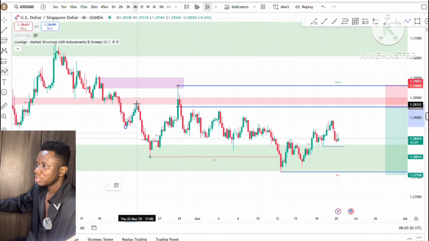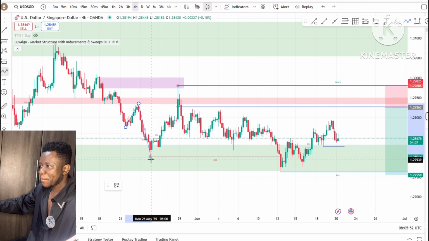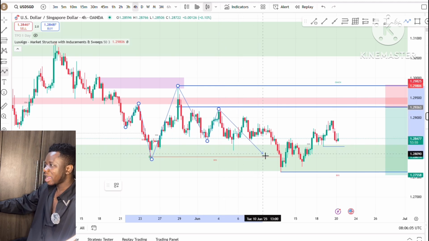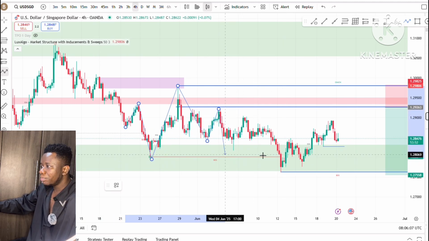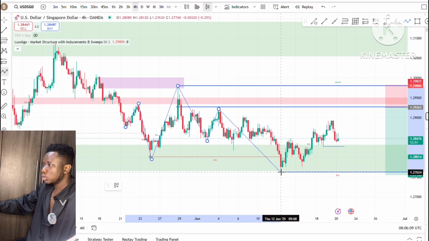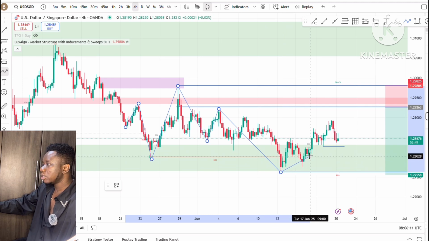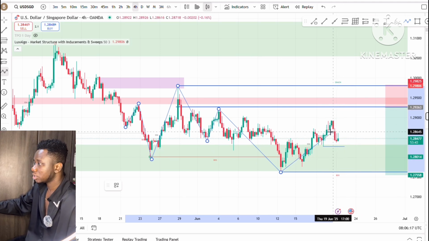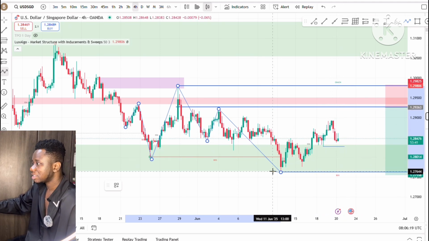You see, a high and a break of that high, mitigated an order block, came back, creates the structural, which is engineered liquidity, and then break of structure, which means I'm looking for a retracement. It's retracing slowly, but it's hard to watch since last week, I guess.